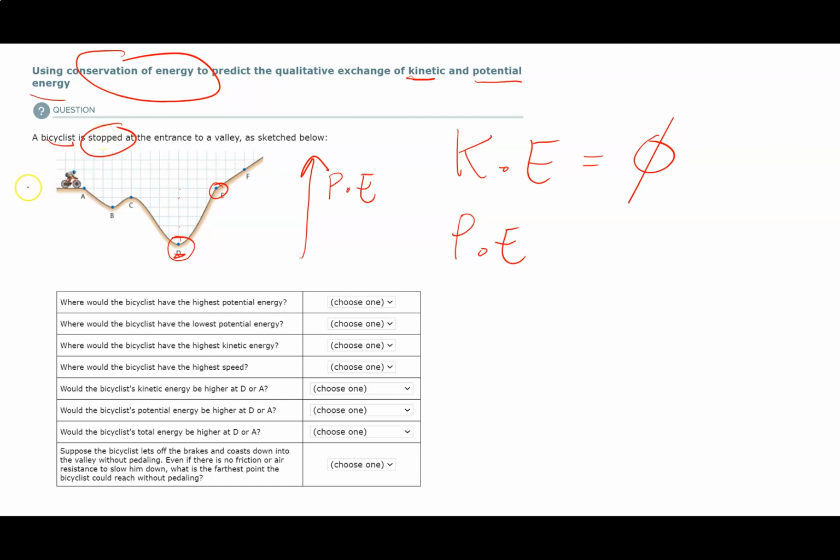Now, if they had a little bit of a run-up, they had some kinetic energy and some potential energy, then they could get a little higher. But they can't in this case because they started when they were stopped.